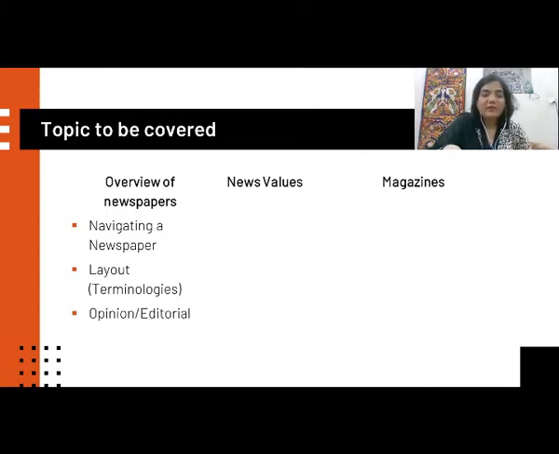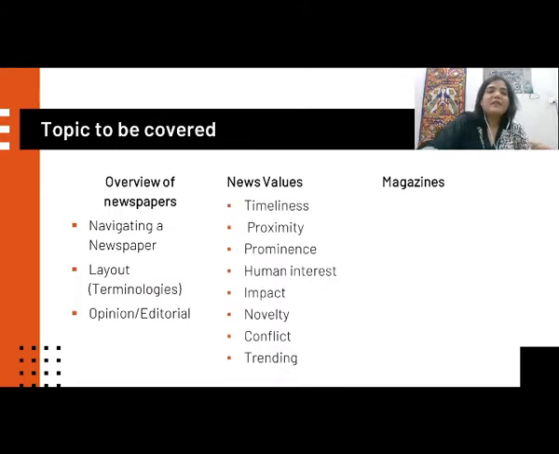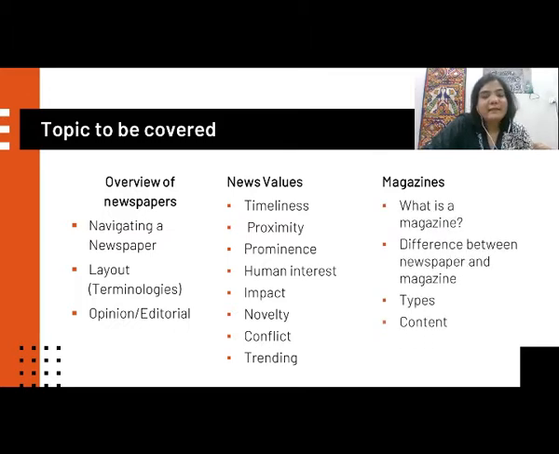In the second one, the news values section, we will discuss 8 news values. These are the values that make any piece of information newsworthy. As we go along, I'll discuss that in detail. And then we will discuss magazines. What really is a magazine, what is the difference between a magazine and a newspaper, what are the different types of magazines, and what is the generic kind of content you will find in a magazine on a usual basis. So these are the topics that are going to be discussed in this module.